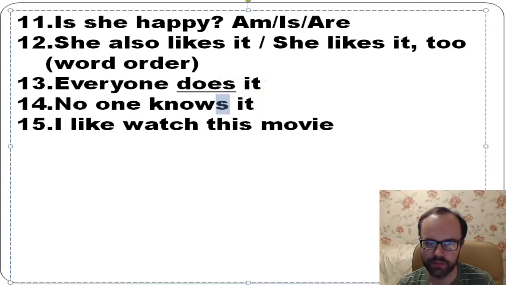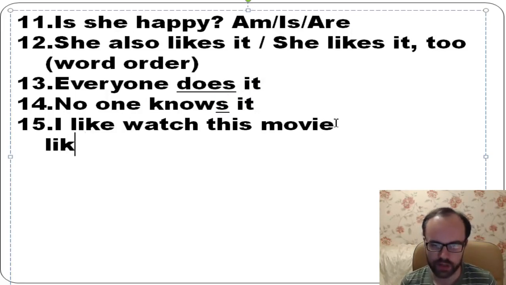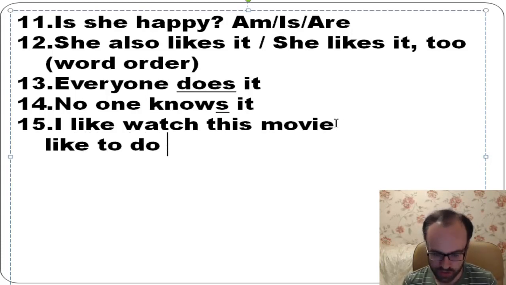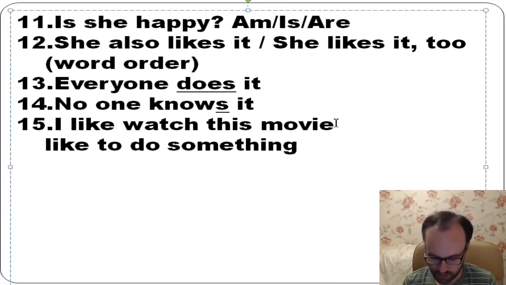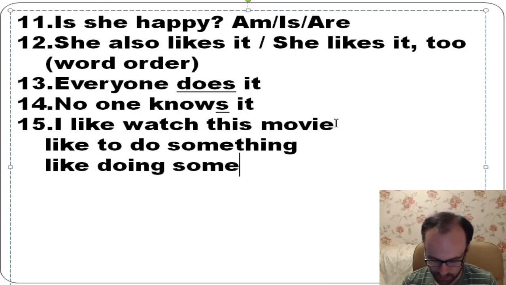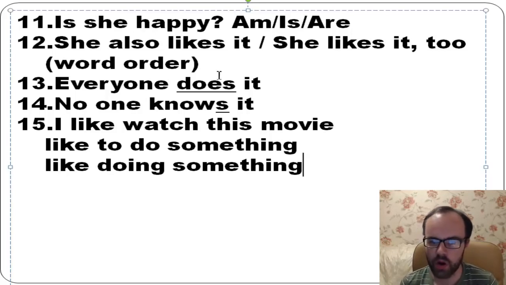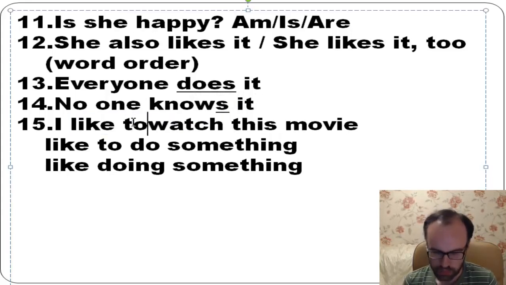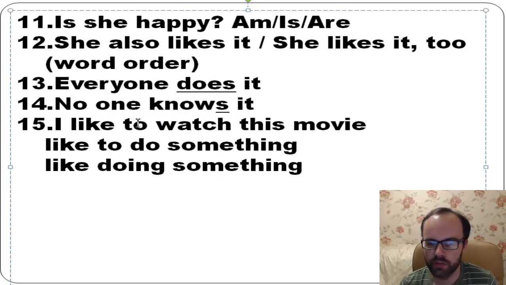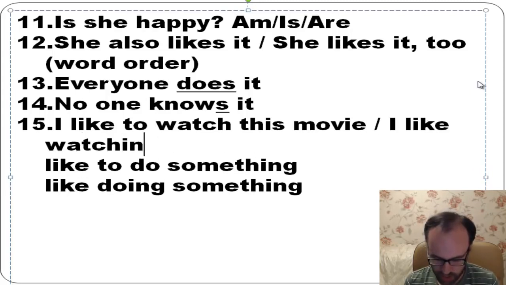"No one knows it." Next, "I like watch this movie." Is it okay or not? If you say like to do something, you can also say like doing something. It's okay too. But you can't say it this way without to. "I like to watch this movie." Or "I like watching this movie."